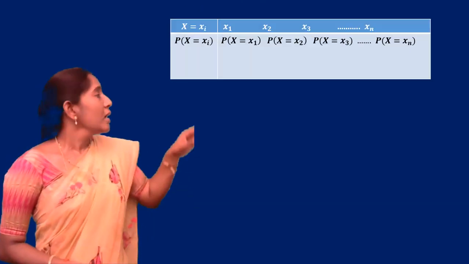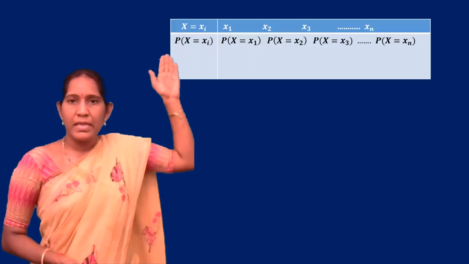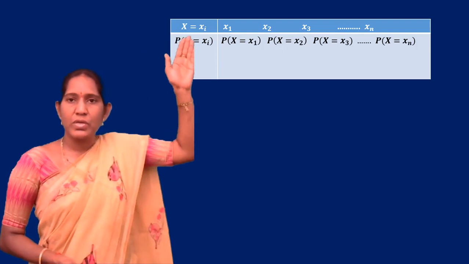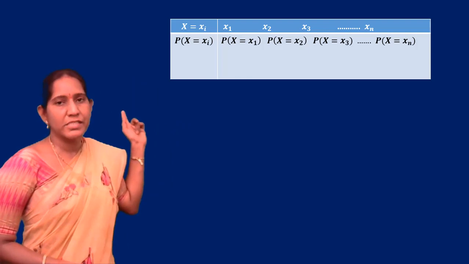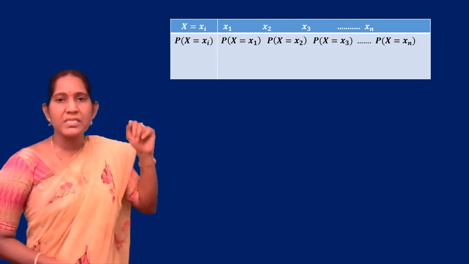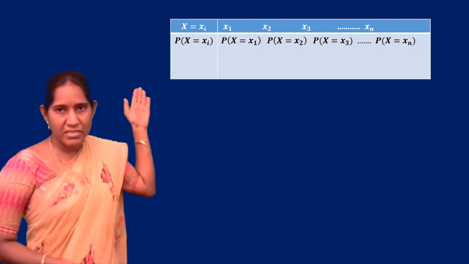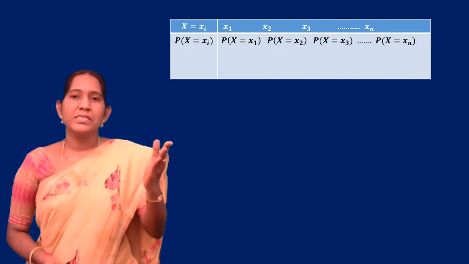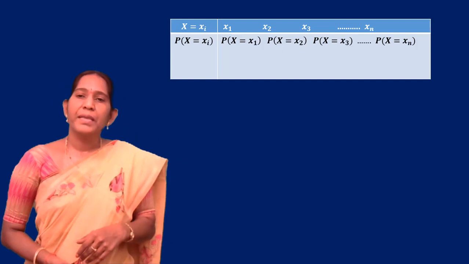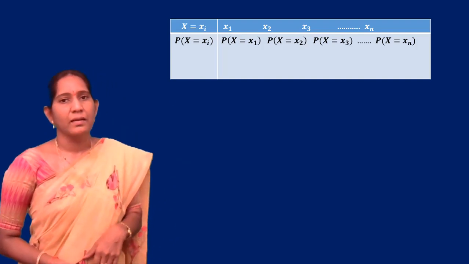See this table, x is equal to xi. There are values x1, x2, x3 and so on, xn. This is a random variable and a probability distribution function. P of x is equal to xi, that is P of x is equal to x1, P of x is equal to x2, P of x is equal to x3, and so on, P of x is equal to xn.